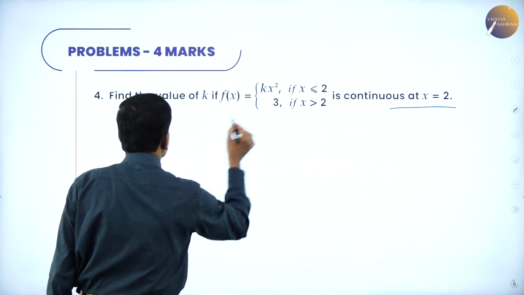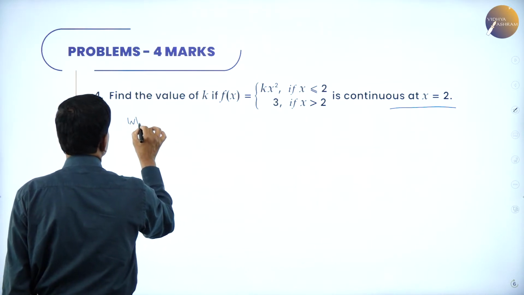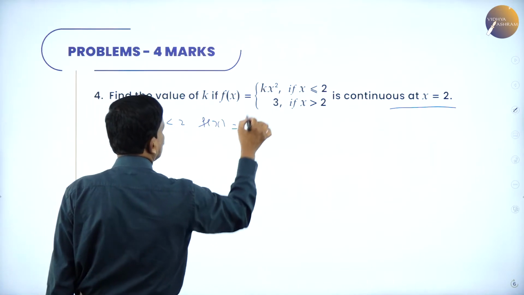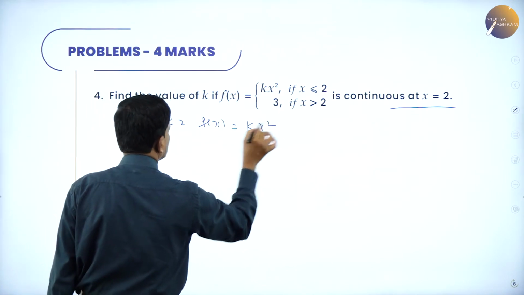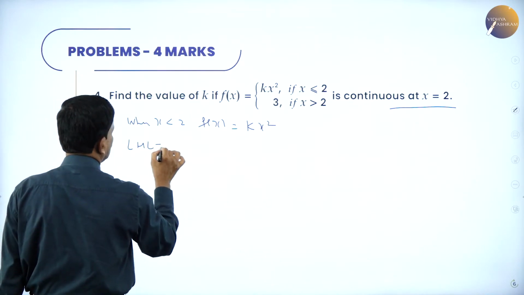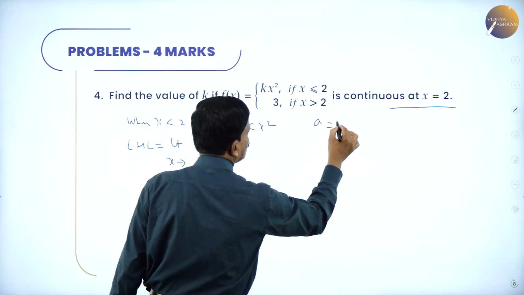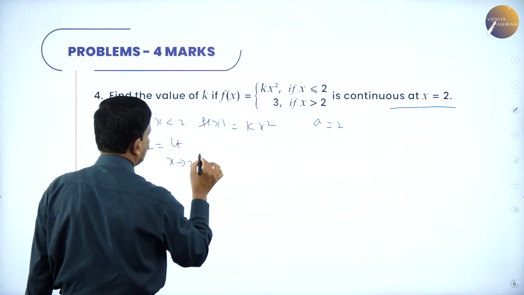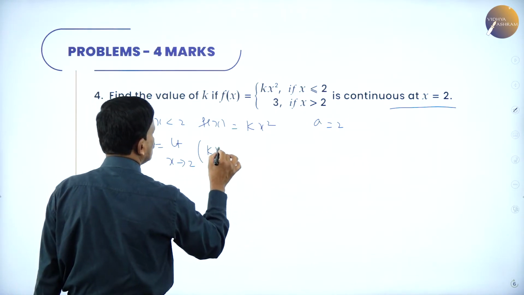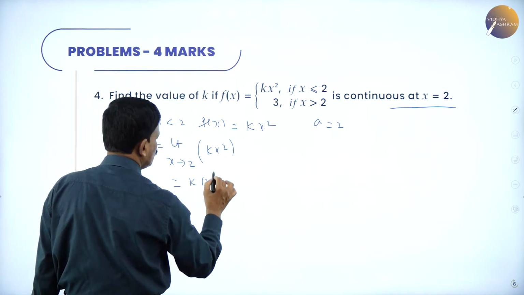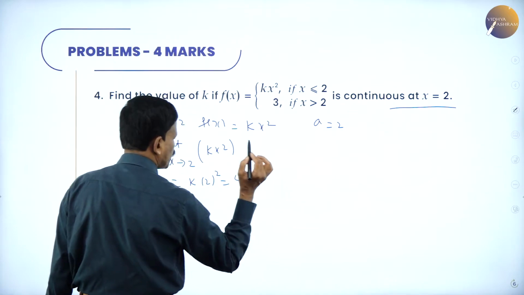Now let me check. Yes, when x is less than 2, f of x, what is f of x? K into x square. When less than 2 means you will get the left hand limit. Limit x tends to 2 of f of x. What is f of x? Kx square. Put x is equal to 2. Then this is k into 2 square. This is equal to 4k.